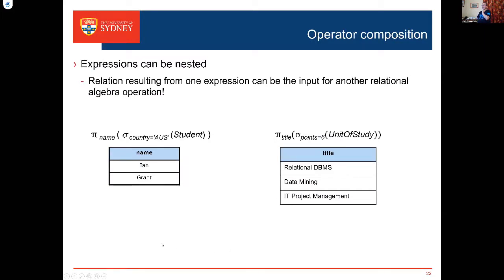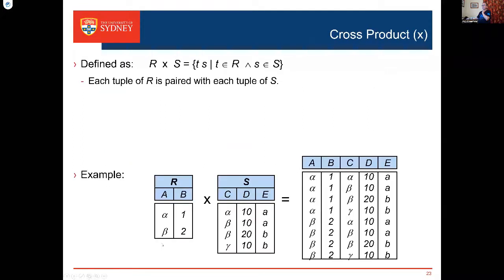I think I've said that these things can be nested. They'd be useless if you couldn't nest them. Okay, cross product, the first of the more interesting ones. There'll be a note on the slide coming up. I would normally call this a Cartesian product, because that's what I normally call them.